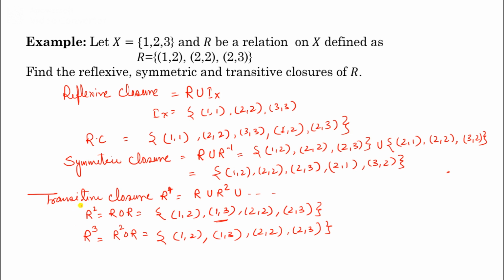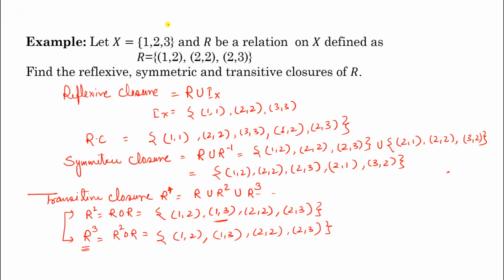That is R cube. Now you can see R square is the same as R cube. Here only 3 elements are there, so we will calculate up to R cube only. Otherwise, if n elements are there, we can repeat R cube, R4, R5 and so on until we get the same sets. Here you can see R square is the same as R cube.